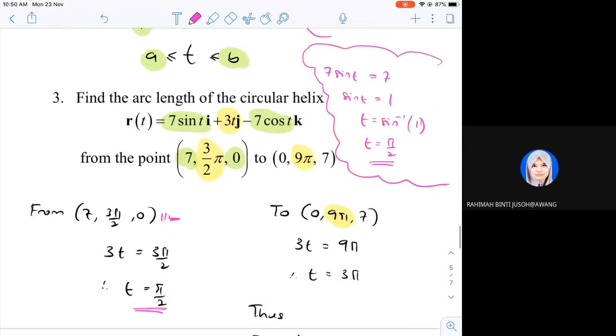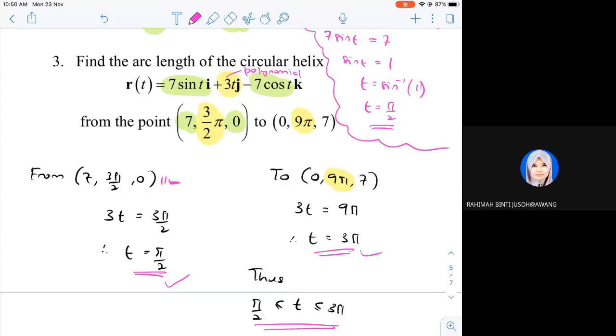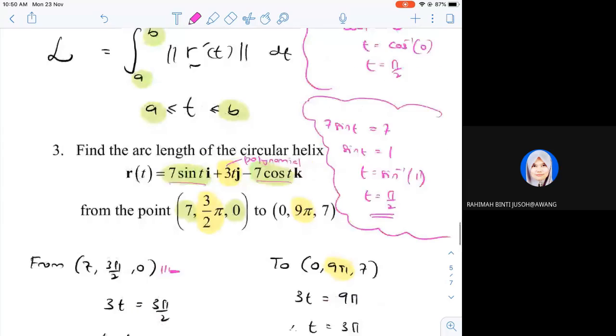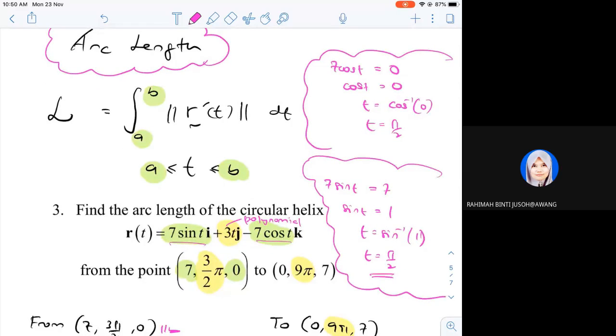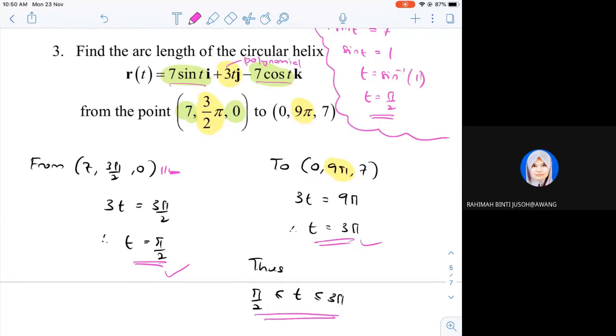However, the easiest way is just by looking at the polynomial function. It's much easier. Directly, you can find the solution here and here. Understand what I mean? In other words, if you don't want to take from 3t, you can take from 7 sin t and 7 cos t also. But it is troublesome, you have to do it like this. If you take from the polynomial, you can get the interval directly like I did.